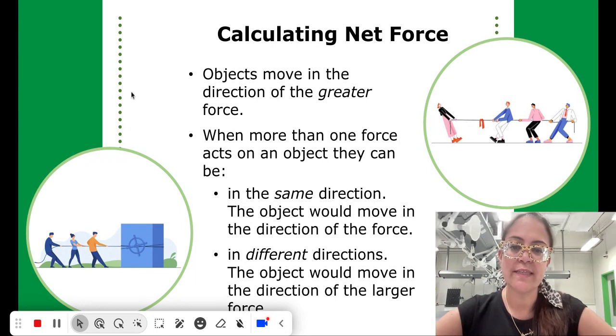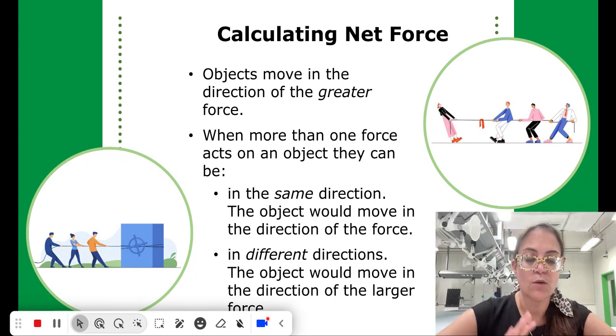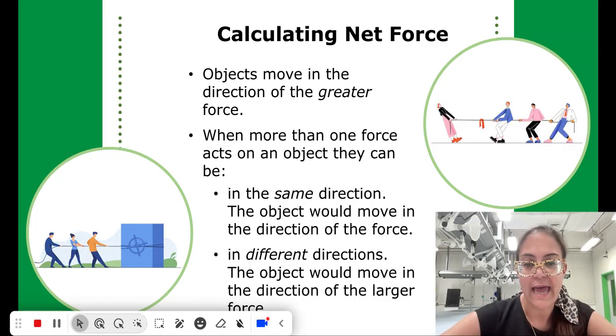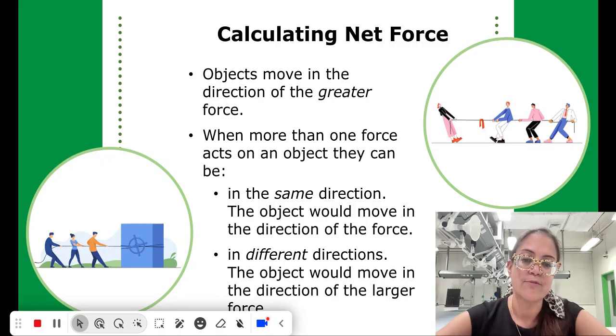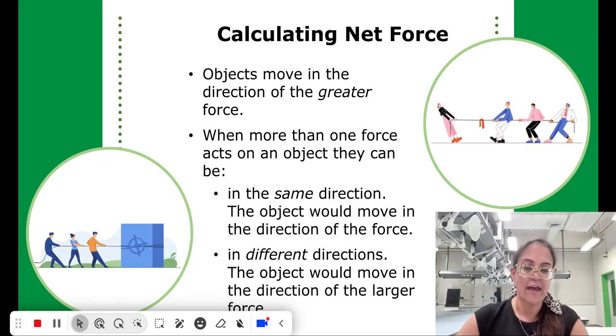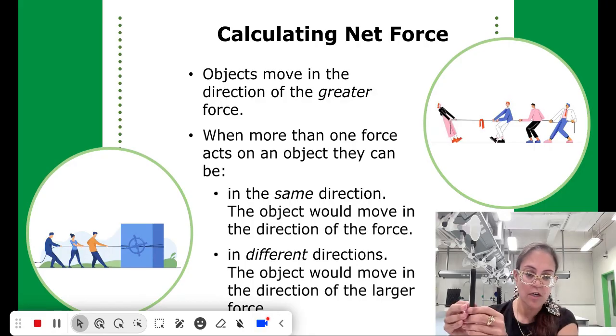So objects move in the direction of the greater force. Whichever force is bigger wins. When more than one force acts on an object, they can be in the same direction, and so the object would move in the direction of the force, or in different directions, and the object would move in the direction of the larger force. So if we have like 3 people pushing on this marker, and they're all pushing to the left, then our marker will, of course, move to the left.